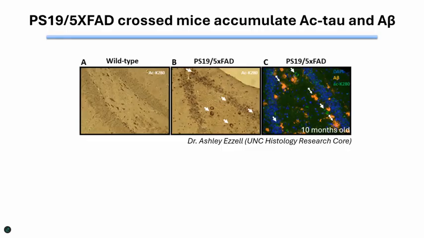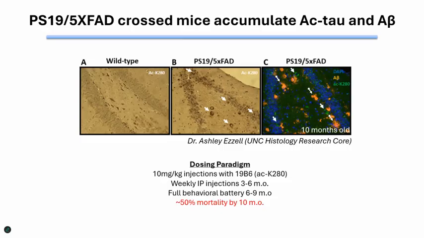So what we did is we actually injected these mice 10 mg per kg with 19B6, or ACK280 clone. We did weekly IP injections from months 3 to 6 months of age, followed by a full behavioral battery from roughly 6 to 9 months of age. Now, these mice, typically, we see about 50% mortality by 10 months. But again, this cross-mouse model is really a great way to kind of mimic symptomatic AD, containing both that bullet and the trigger. And our hopes by using this model is that we have a greater chance of translating this to the clinic.